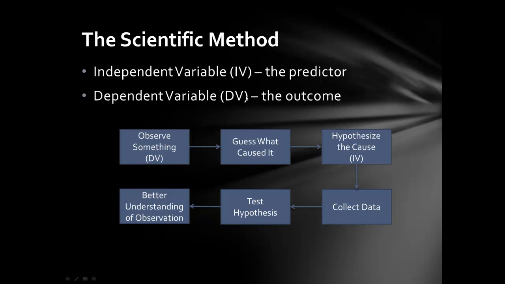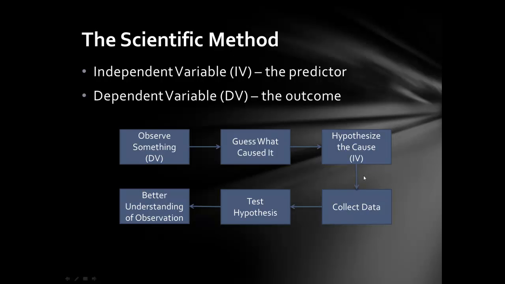So again, that's just the basic scientific method. The science really begins once you start to make informed, educated guesses or hypotheses, and you start to collect data, use statistical analysis, and then interpret your findings. And just to go back, what you originally observed is your dependent variable. Then what you are hypothesizing, the cause or the predictor, that's your independent variable.